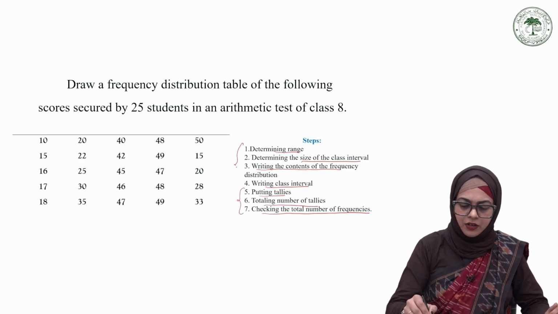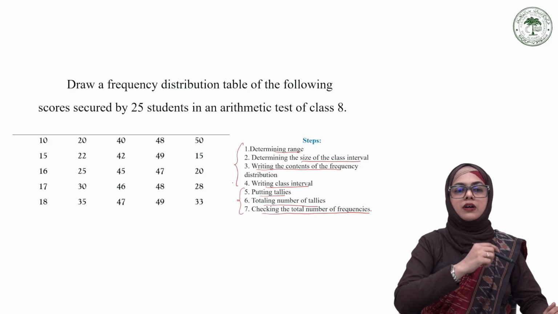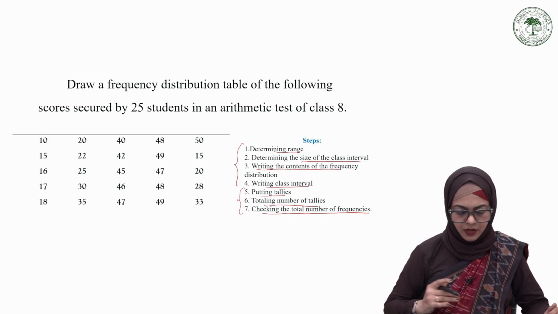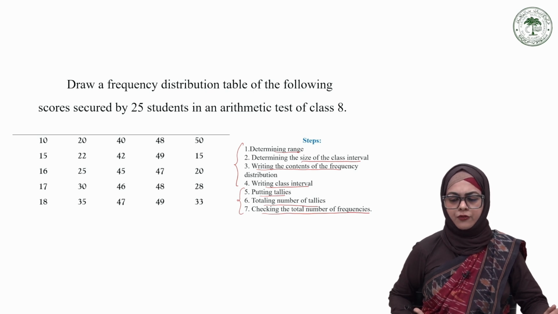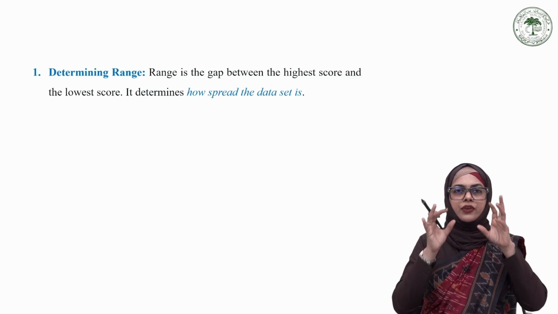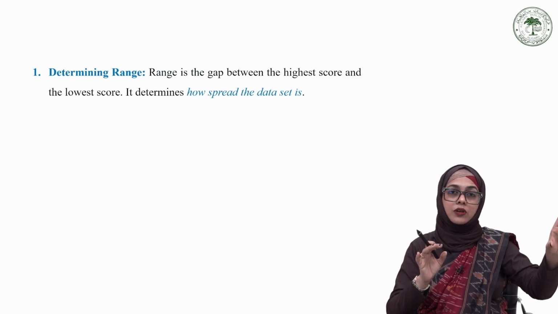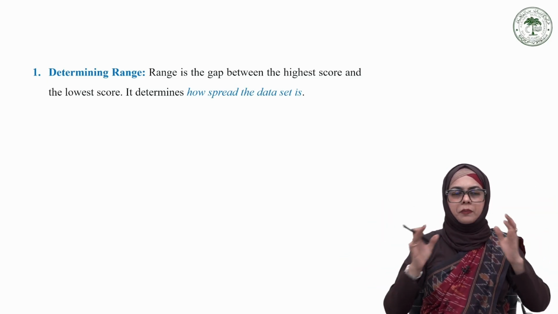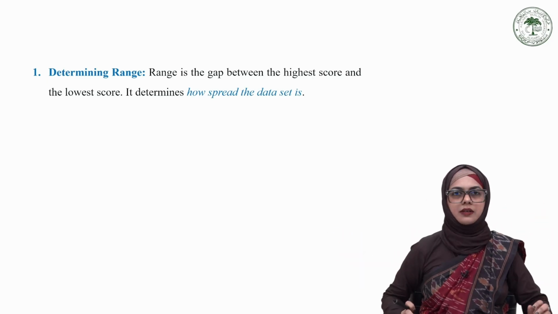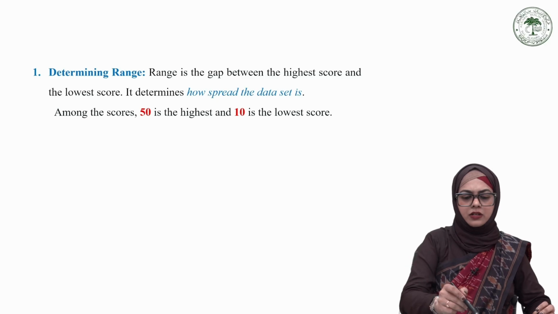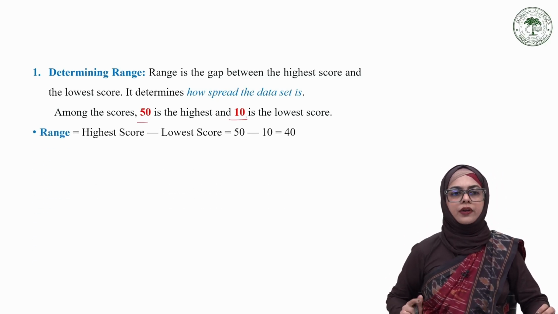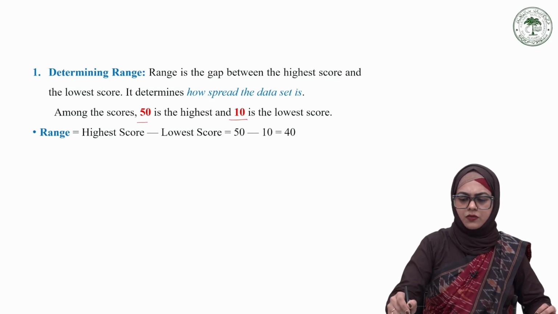This is the step that we conduct when we want to create a continuous frequency table. So how do we do that? First, we have to determine the range. Now, what is the range? Range is the gap between the highest score and the lowest score. With the range, it gives you the idea of how spread out your data is. Here we have the highest score as 50 and 10 as the lowest score. So your range would be highest minus lowest, that is 40.